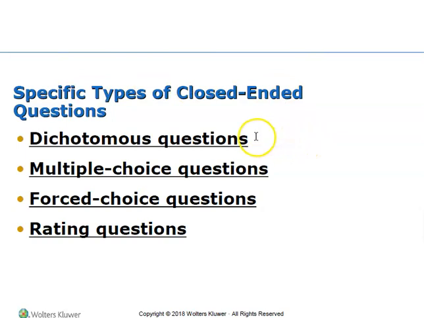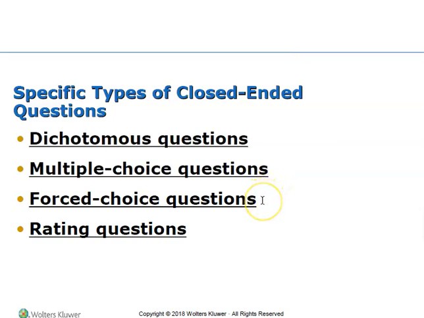For a dichotomous question, that's going to have two choices. So yes or no, true or false. You either have to agree or disagree. There's no neutral ground. There's no 5-point rating system. It's just a 2-option selection. A multiple choice question, I don't have to tell you guys what that is. As nursing students, you probably hate multiple choice questions, but we do use them for data collection purposes.